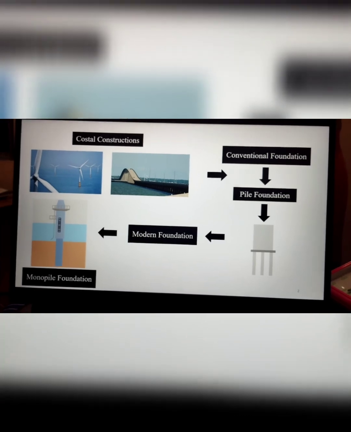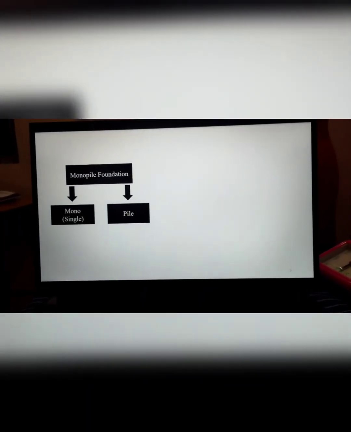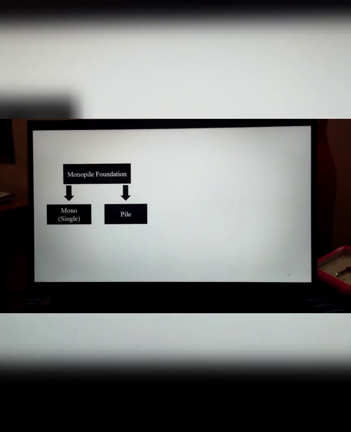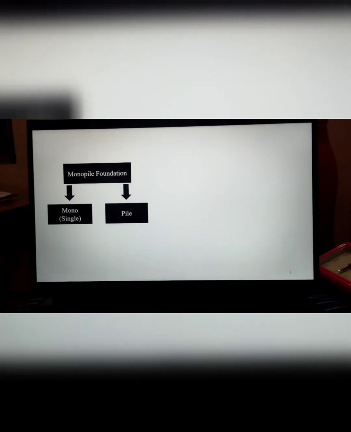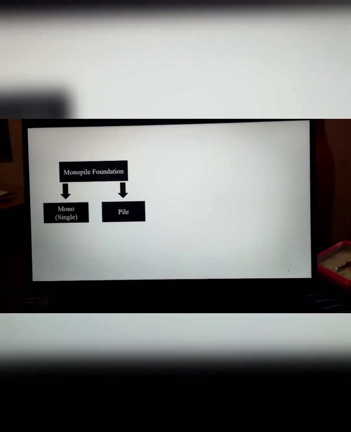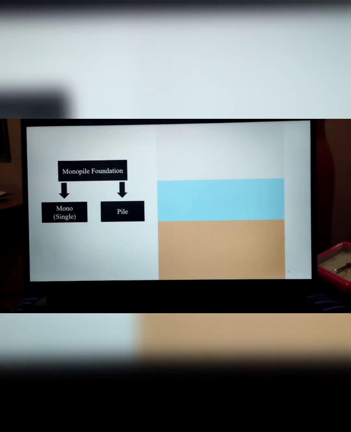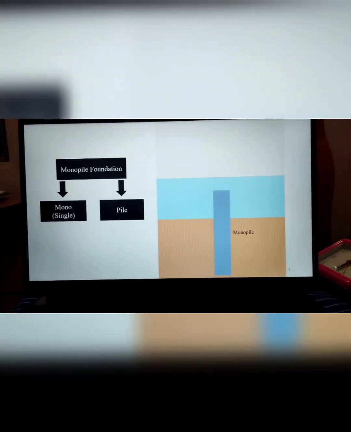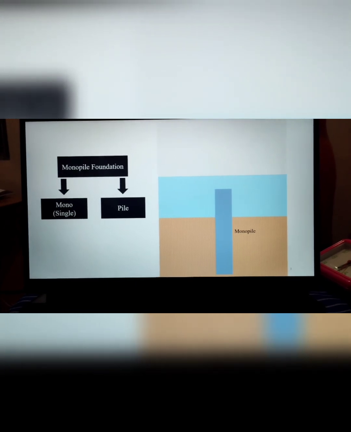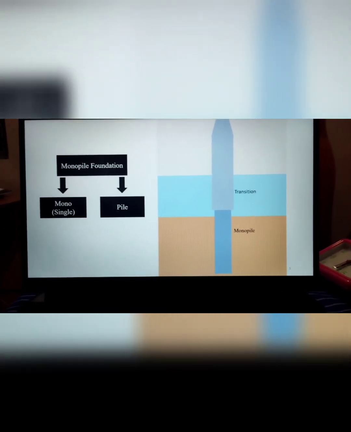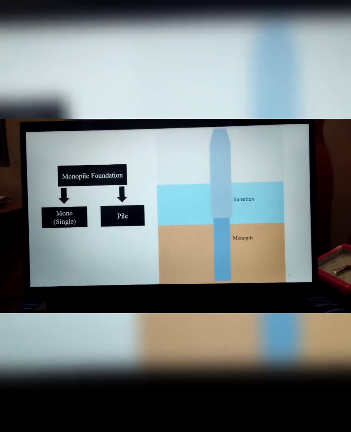Let us know about monopile foundation more. The word monopile comprises two words, mono and pile, where the meaning of mono is single. Let us have a look over the components of monopile foundation. On the substrata of the sea or river, the monopile is inserted by hammering or any other method, above which the transition piece is provided for stability purposes.